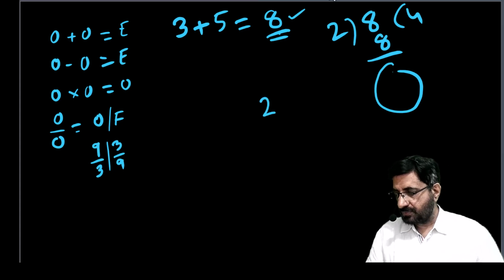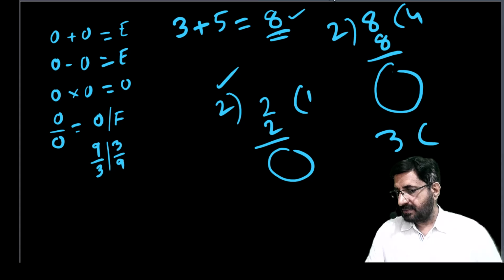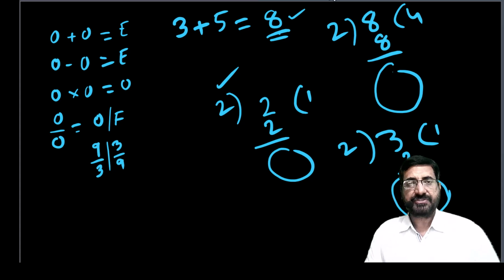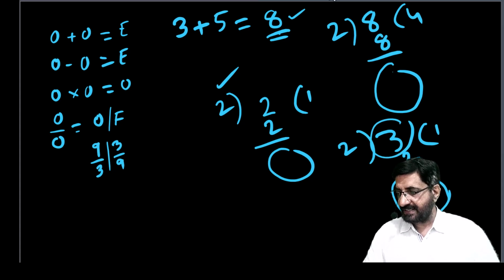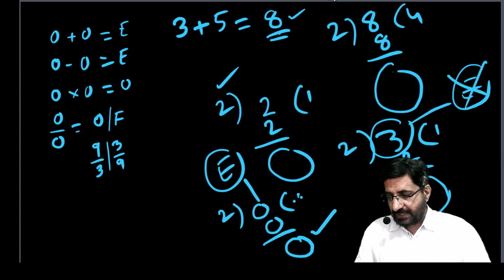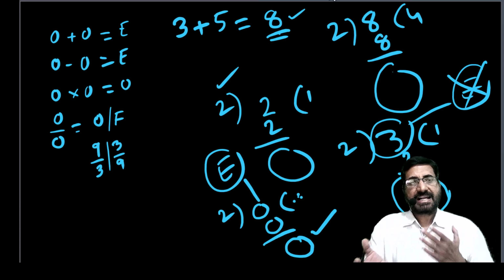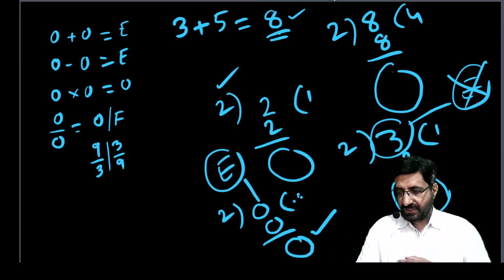What about 2? Divided by 2, 2 ones are 2, you are going to get 0. So 2 is also an even number. What about 3? Divided by 2, 2 ones are 2, you are going to get 1 as remainder. So this 3 is not an even number, it is an odd number. Understood? Okay, now when you add odd and odd or subtract odd and odd, you are going to get even.